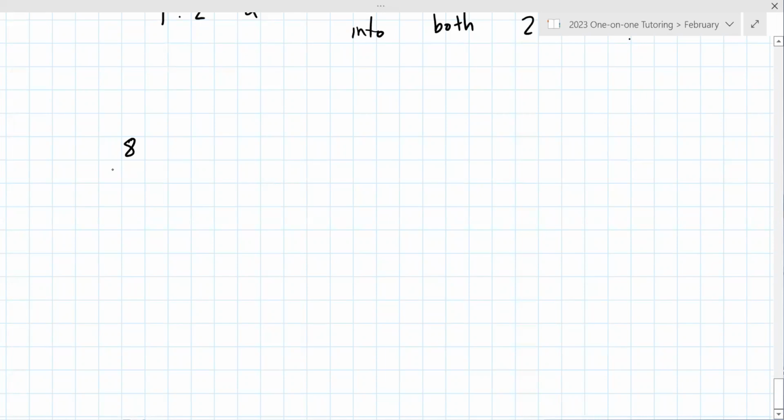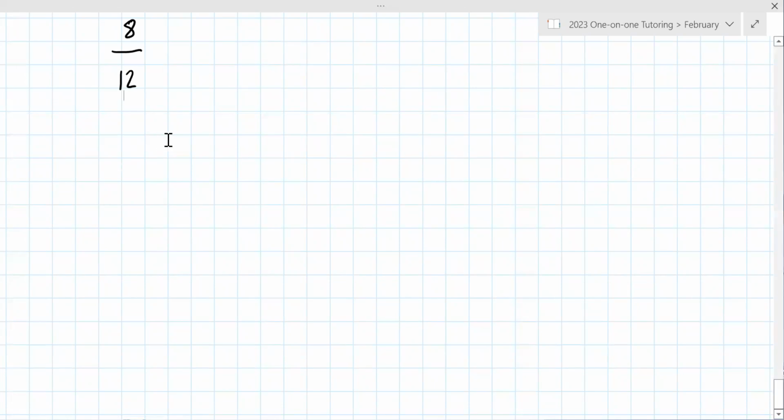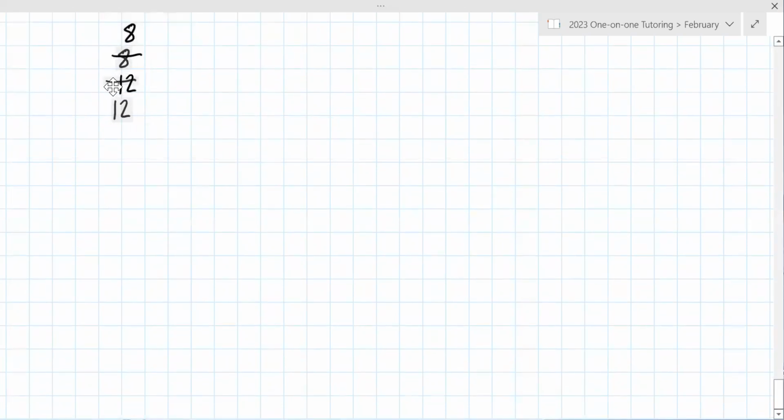Okay, let's try another one here. What is 8 divided by 12? Is there a number that goes into both 8 and 12? Yes. What is that number? Well, they have to both work. 12 is not divisible by 8. So let's start with 2 again. 2 worked really well in the last problem. So what is 8 divided by 2? You're dividing, getting smaller. 4. Good. What is 12 divided by 2? 6.